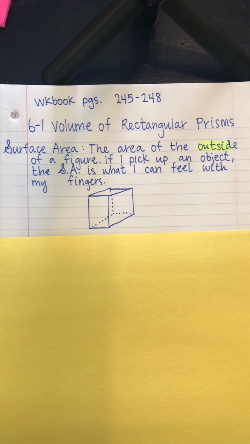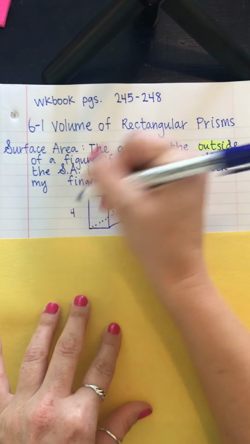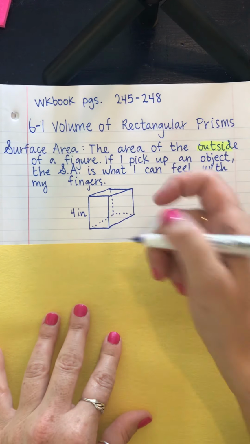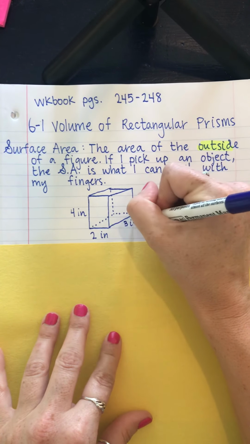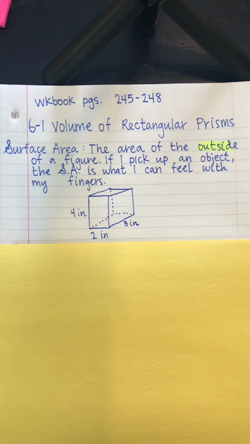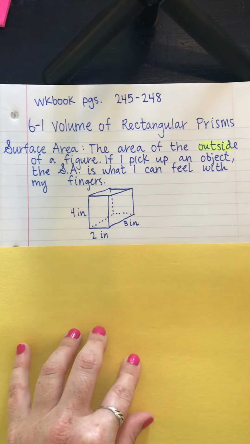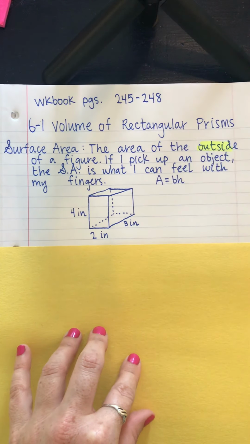Okay, and so for surface area, I have this figure here, a rectangular prism. Let me find my pen to label it. And its sides are 4 inches, 2 inches, and 3 inches. Okay, so we know that we need to find the area of each of these faces on the prism.